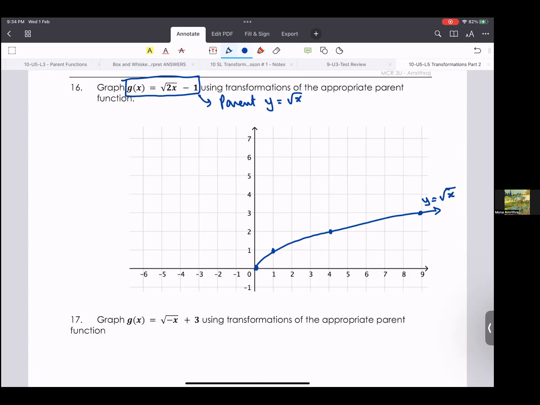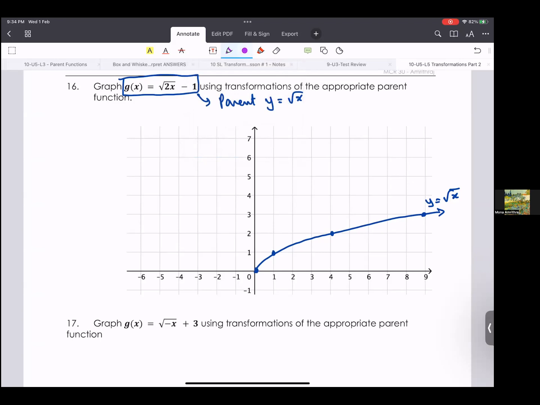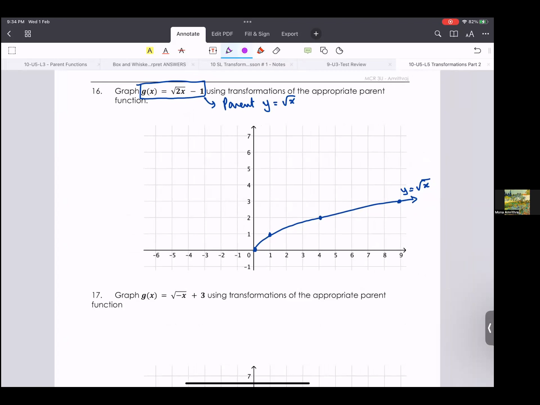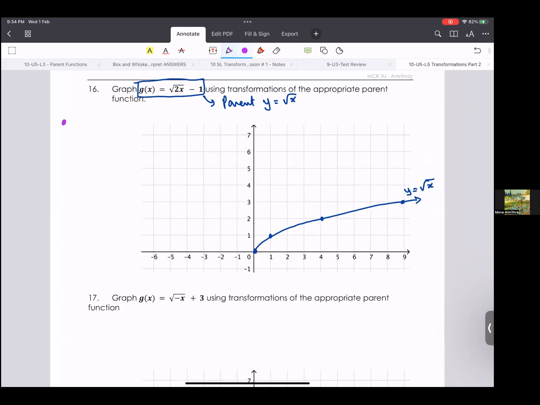Now, what are the transformations on this? There's a 2 multiplying the x, that's a horizontal compression. Now here order becomes important. If you were evaluating this, you'd first multiply the x by 2, and only after that you would do the -1. You would then subtract 1 from that value. So we follow the order of operations.